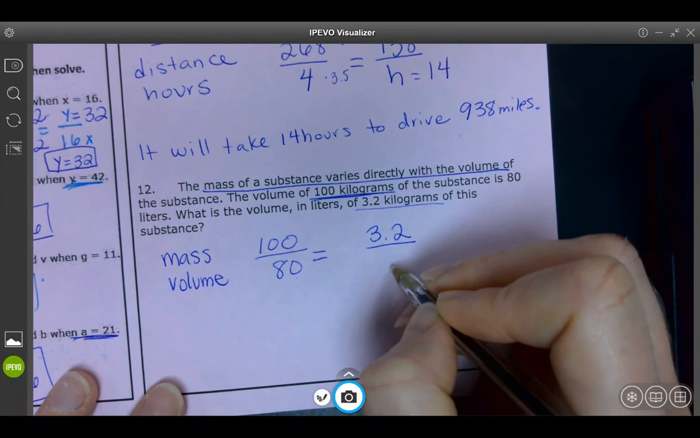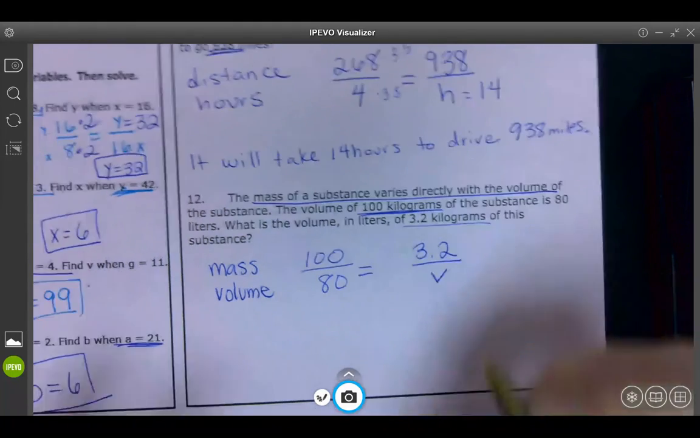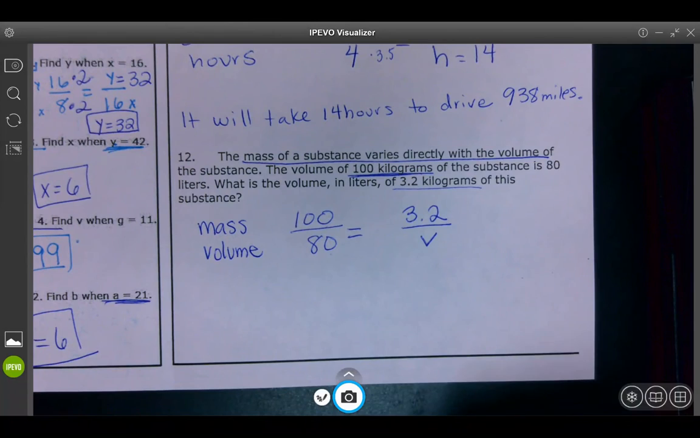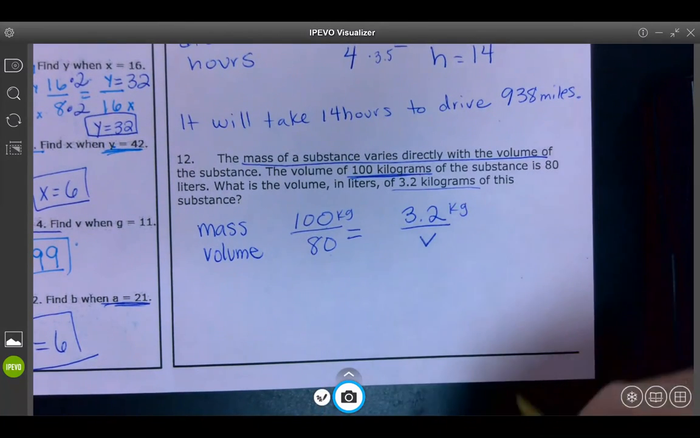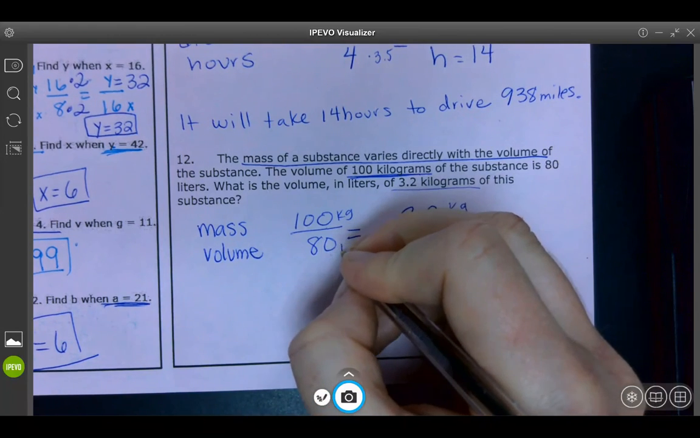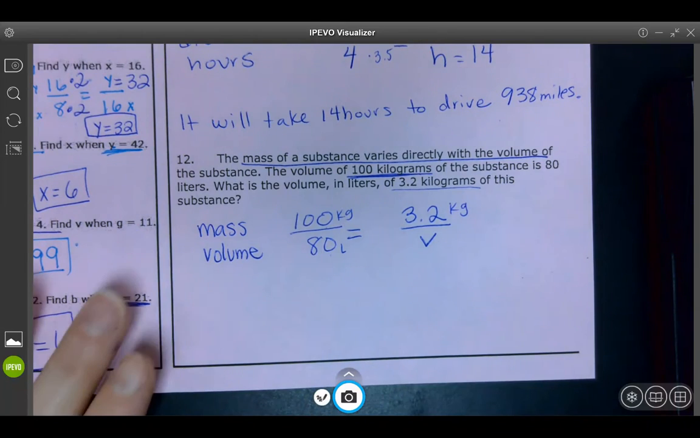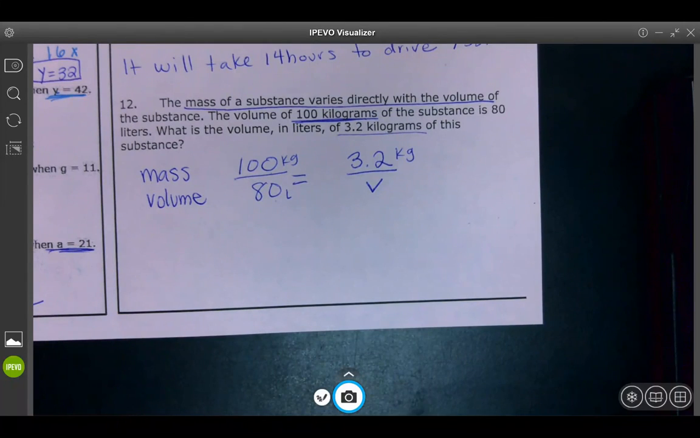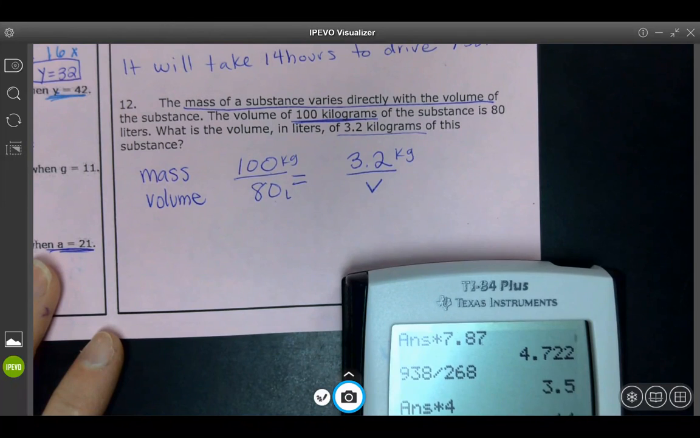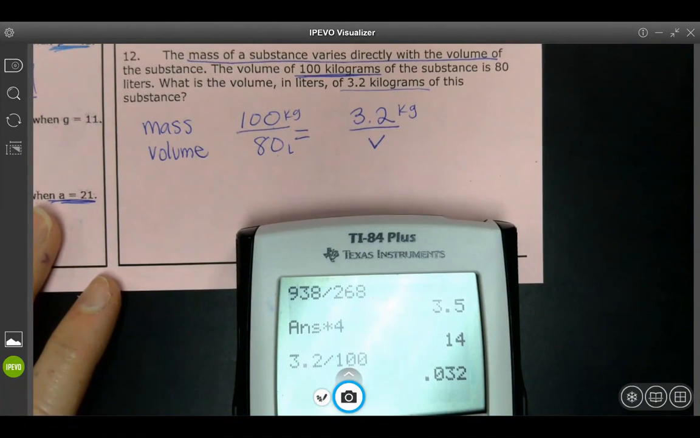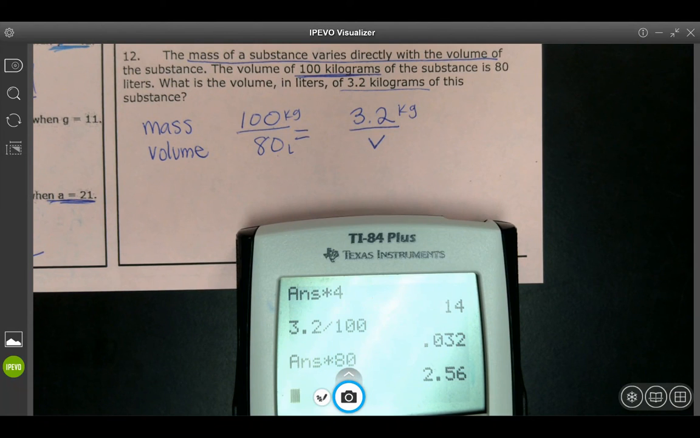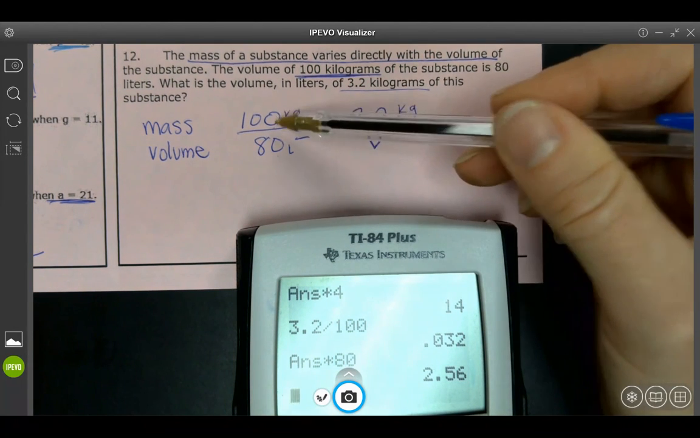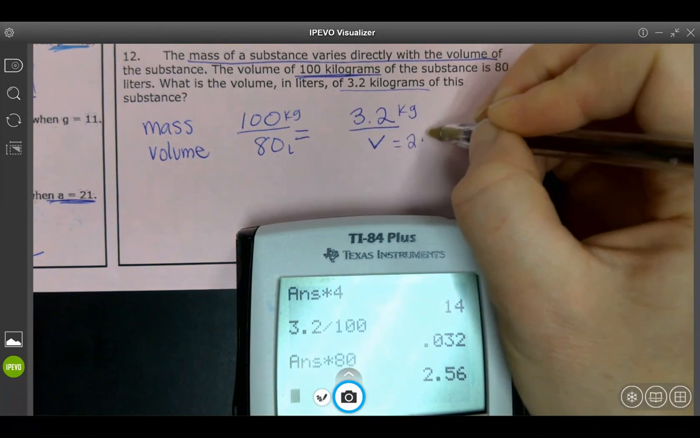Over X. So this was kilograms. This was kilograms. Sometimes it's easier to look at what the units of measure is. Liters. We want to find volume in liters. Cross multiply and divide, or use the other one. You divide, you get 0.032, and then multiply that times the 80. It'll be pretty small. So we know it's going to be less than 3.2 because 100 is bigger than the 80. It's going to be 2.56.